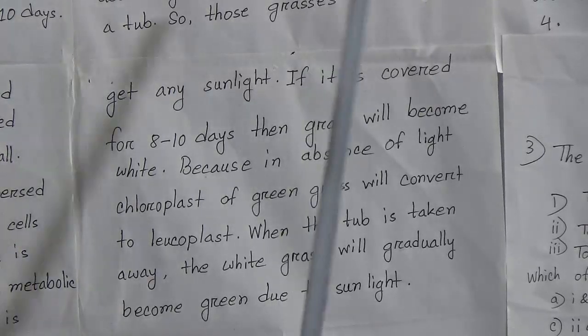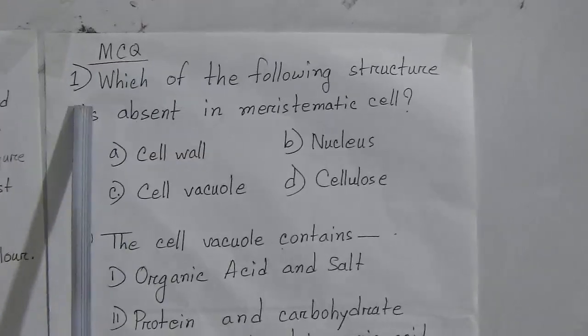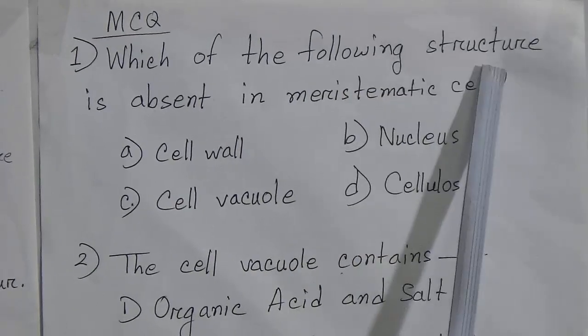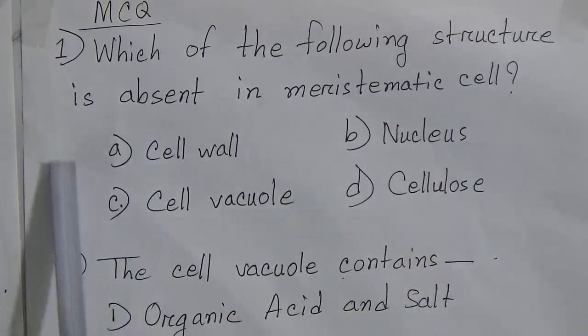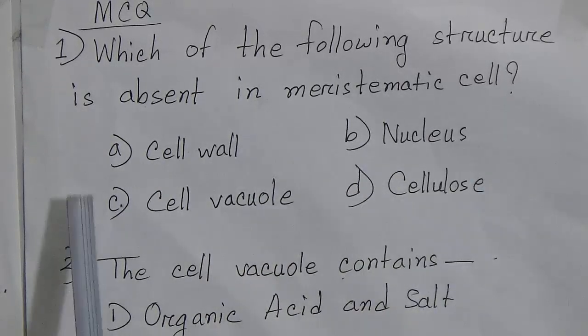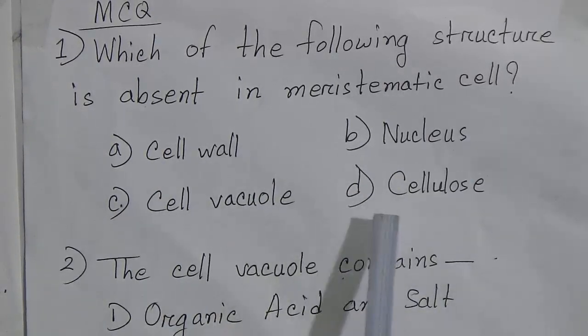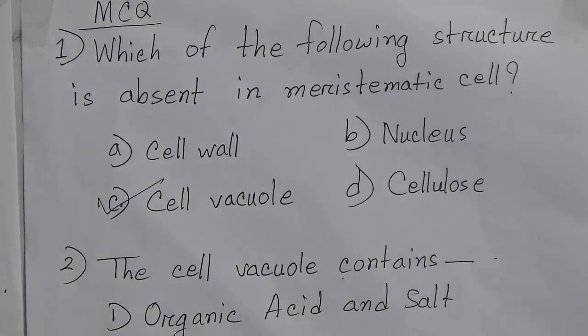Now students, we will do some MCQ based on this chapter. One number is, which of the following structures is absent in a meristematic cell? One number option is cell wall, B number nucleus, C number cell vacuole, D number cellulose. Our answer will be C number, cell vacuole is absent in a meristematic cell.